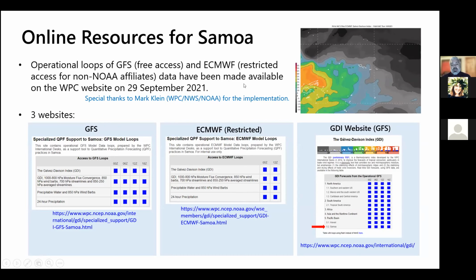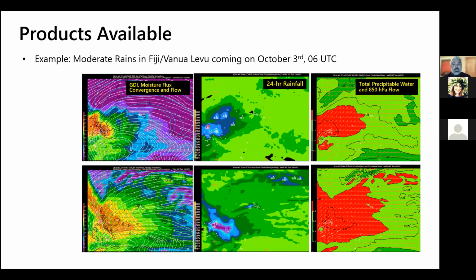We have European GDI loops that have restricted access, but if you're a NOAA member, you can look at them internally. And Mike is going to speak more about it, especially about how to apply the GDI considering other variables. And this is an example of some of the information that we have on the Samoa website. We also have precipitation that, of course, helps a lot to see where, at least, the model is suggesting you're going to get the rainfall.